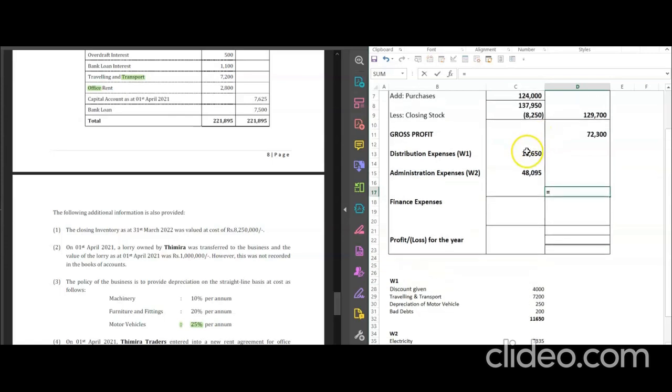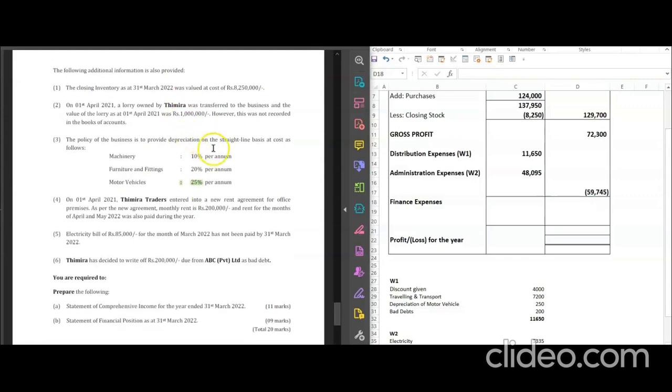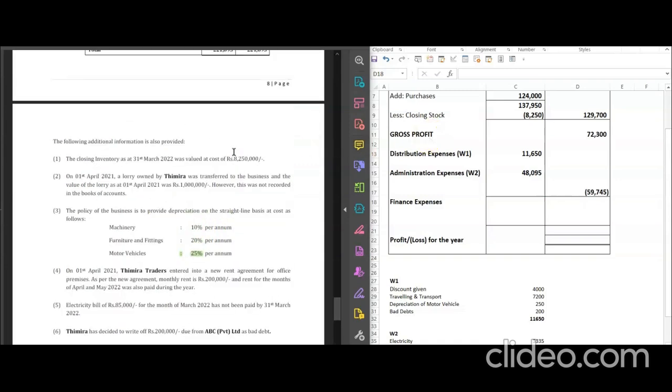So what you have to do is simply add these both. At these both you get 59,075. So this should be a minus figure, right? So you have to deduct. Then after that you come to the finance expenses. What are those finance expenses available? Is there any additional information for the finance? No, there is no additional information for finance.